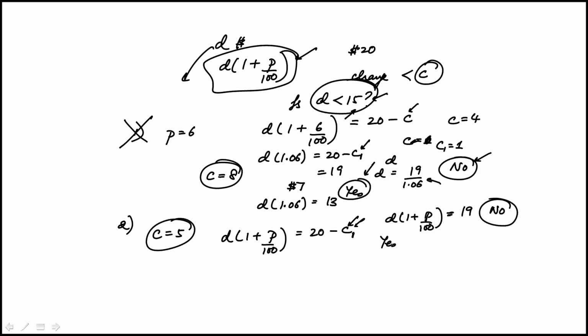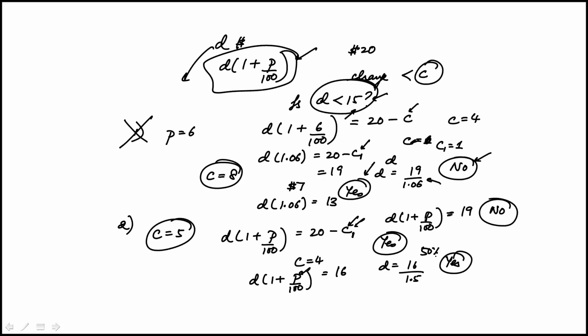Now I just need a yes. So I'm going to maximize the change, let's say it's 4. So this would be D times 1 plus P over 100 equal to 16. And then I can choose the sales tax to be, I don't know, it could be any number. It could be 50%. So D would be 16 over 1.5. And then you'll see, yes, this will be less than 15. So 2 alone is also not sufficient.